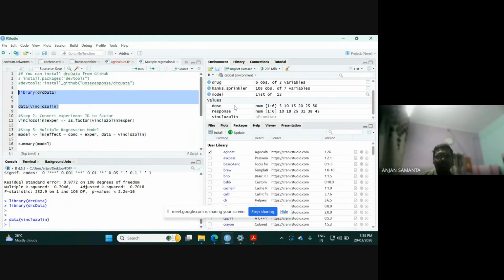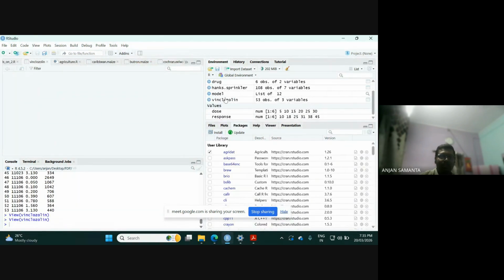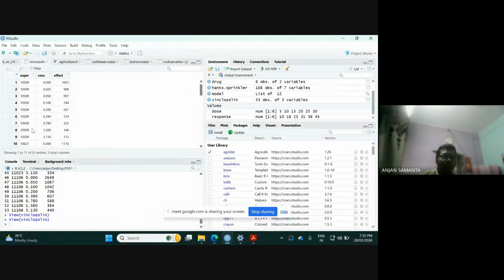So I'm just discussing this vinclozolin data. If I just give you a snippet of this, this is the concentration that is given. The effect is basically data given in lumen units, which means how luminous the particular cell is, how much radiation or how much light the cell is emitting.